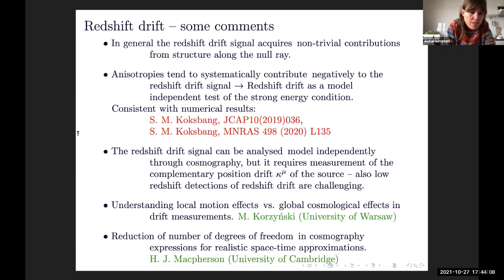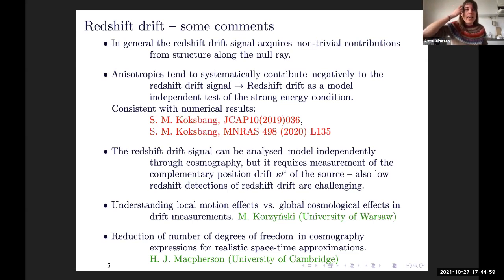Yes, I'm currently working on a first analysis of this using the joint light curve analysis sample together with Antonin Baudier and Haley McPherson and Suhail Davan from University of Cambridge. Here we are also looking at forecasts on how much data we would need in order to constrain the quadrupole in the Hubble parameter, for instance, for various scales.